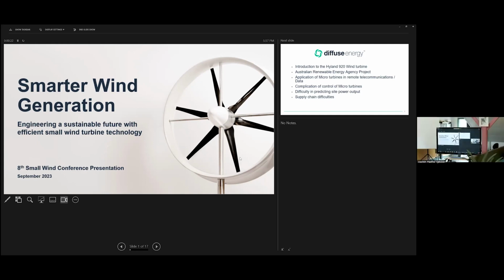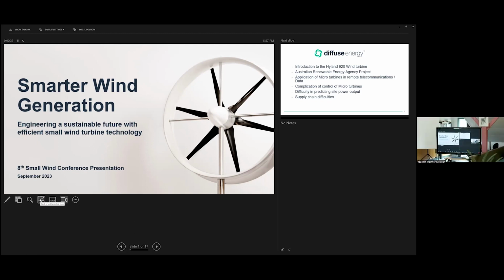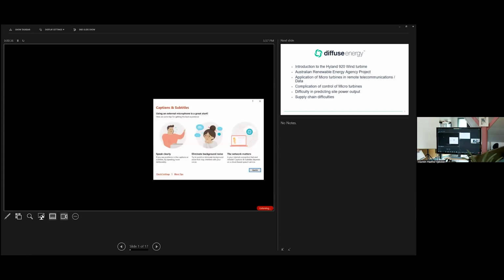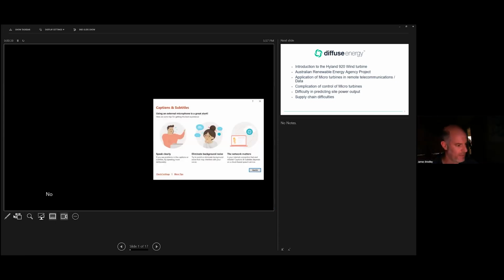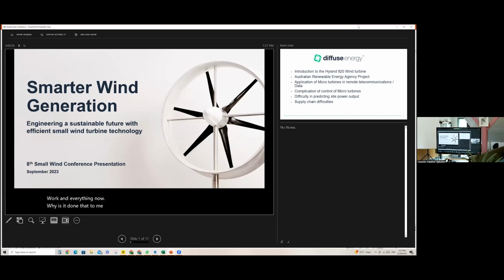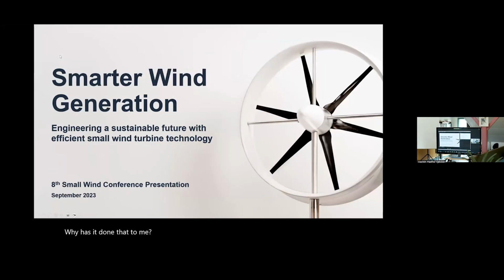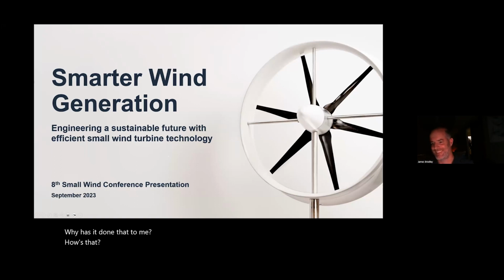Switch to presentation mode. We see also the next slide. What's going on there? There should be something like switch display. Broken everything now. Why has it done that to me? Display settings on the left should be. Yeah. How's that? Perfect. Thank you. Okay.